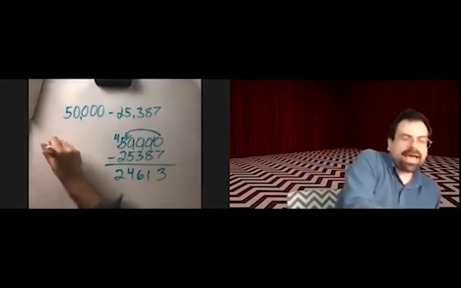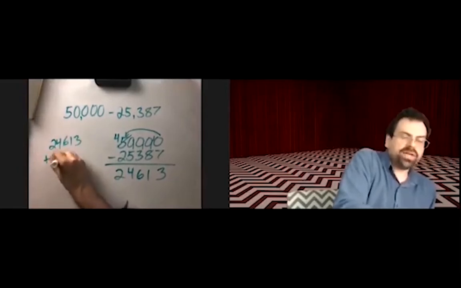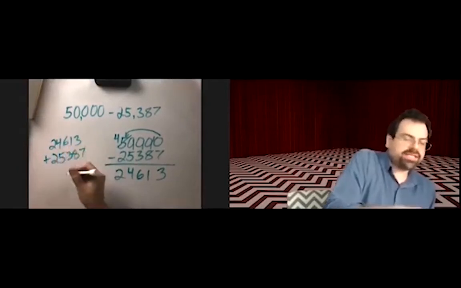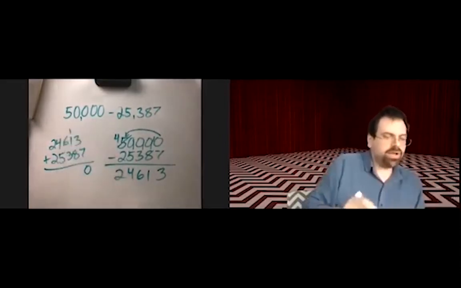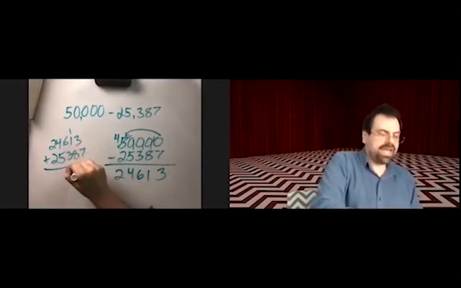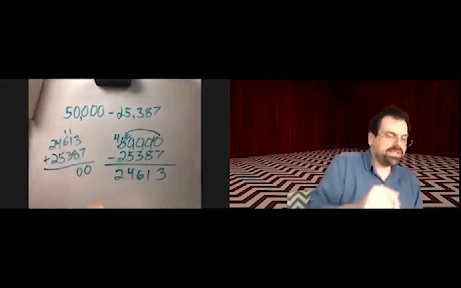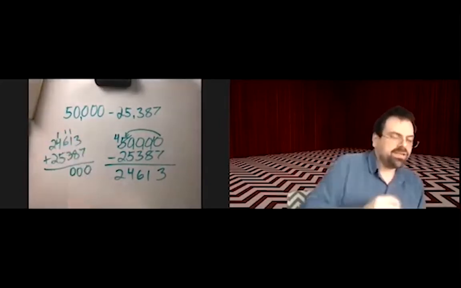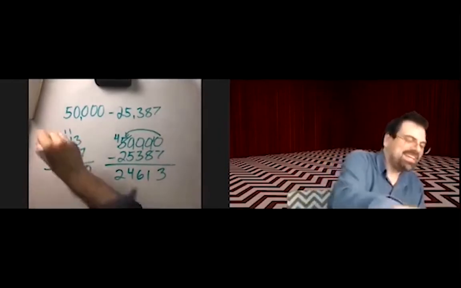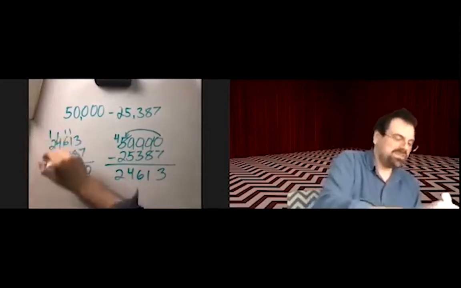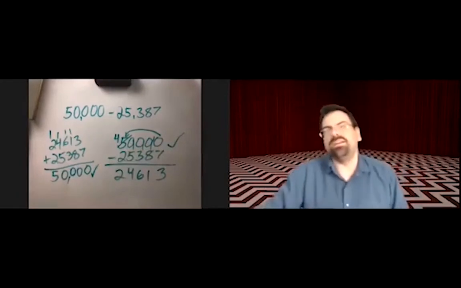Let's check this one by adding. Let's do 24,613 plus 25,387. 3 plus 7 is 0, carry the 1. 1 plus 1 is 2 plus 8. That's 10, carry the 1. 1 plus 6 is 7 plus 3, that's 10, carry the 1. 1 plus 4 is 5, plus 5 is 10, carry the 1. 1 plus 2 is 3, plus 2 is 5. 50,000 is correct.